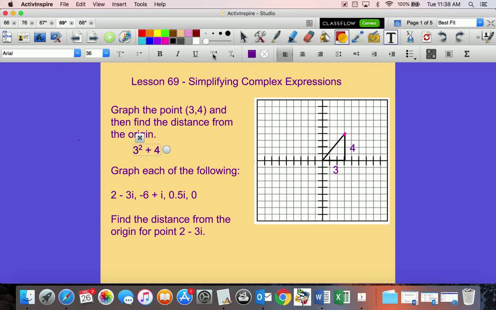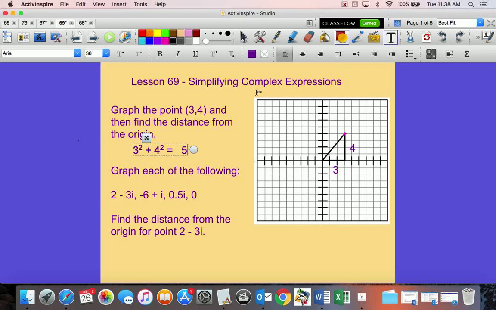plus 4 squared, equals what? So 9 plus 16 is 25, and then we would have to take the square root. So that final distance would equal 5 here. Alright, now that's how we graphed our original ones.